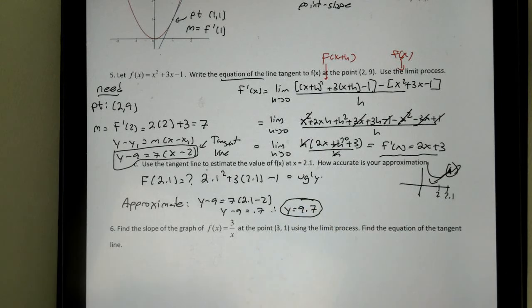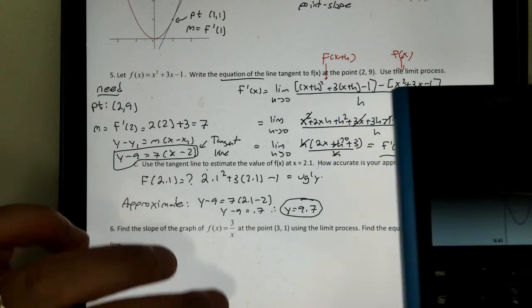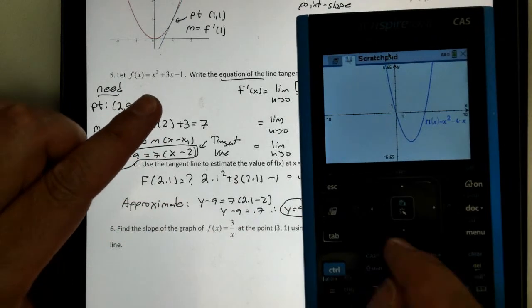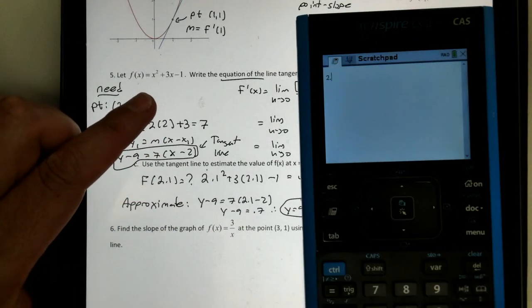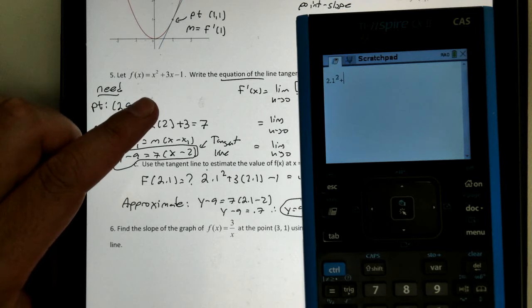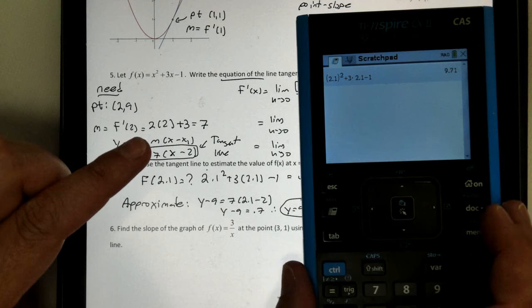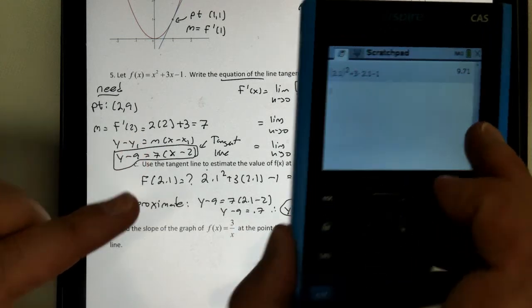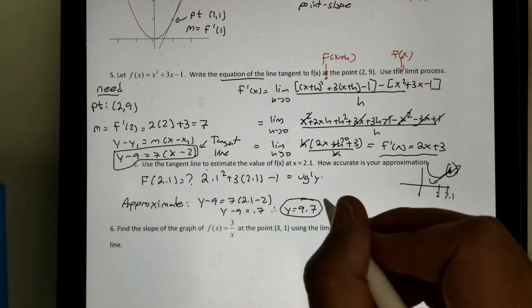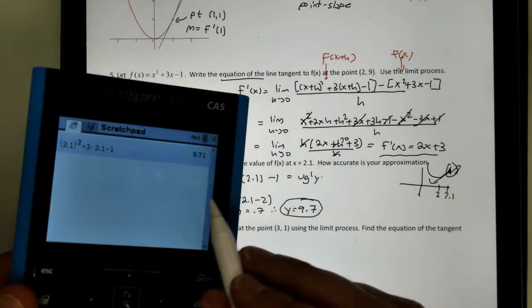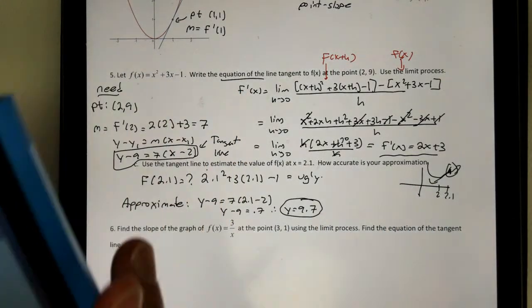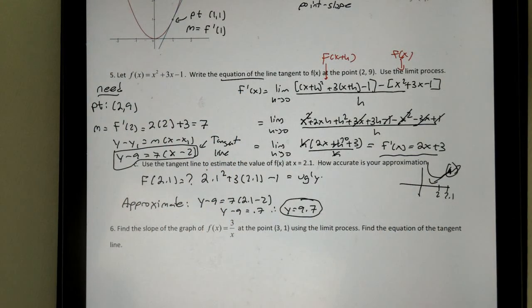So let's see how accurate it is. If I were to plug 2.1 into the equation, let's see how that is. 2.1 squared plus 3 times 2.1 minus 1. And notice we get 9.71. That's the exact value. We are pretty darn close. We're only off by 1/100th of a decimal. So that's a pretty accurate tool.